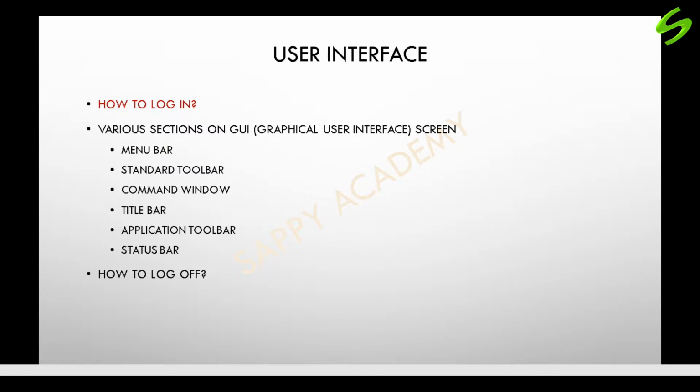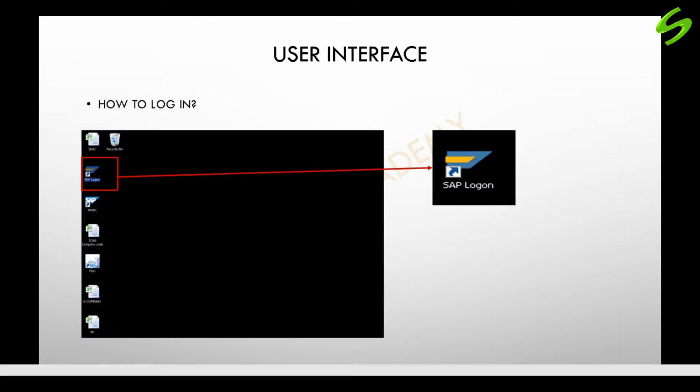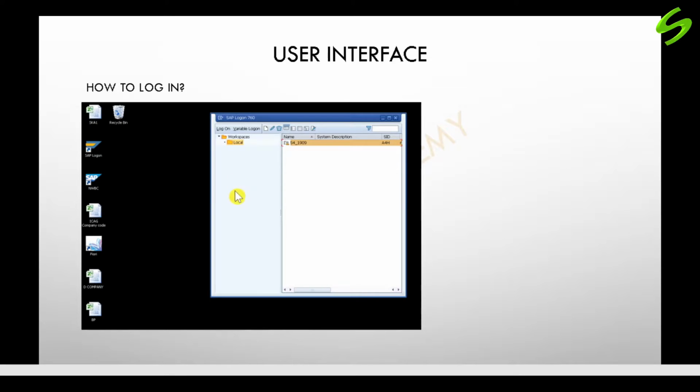In user interface, we are going to learn how to log into SAP, various sections on GUI screen. GUI stands for graphical user interface, and the third item in the section is how to log off. So to log in, on the desktop screen you will see an icon, SAP logon. This is the logon icon. You have to double click on it and you will see a pop-up window.